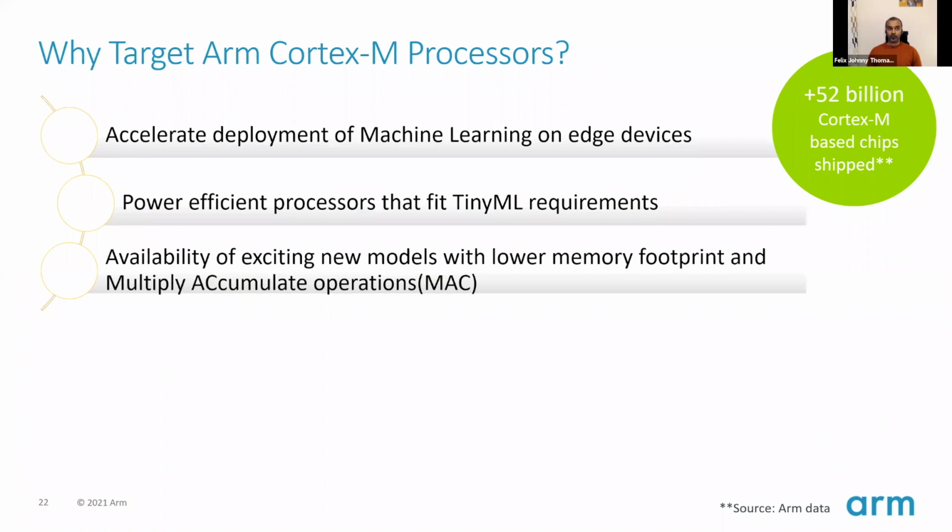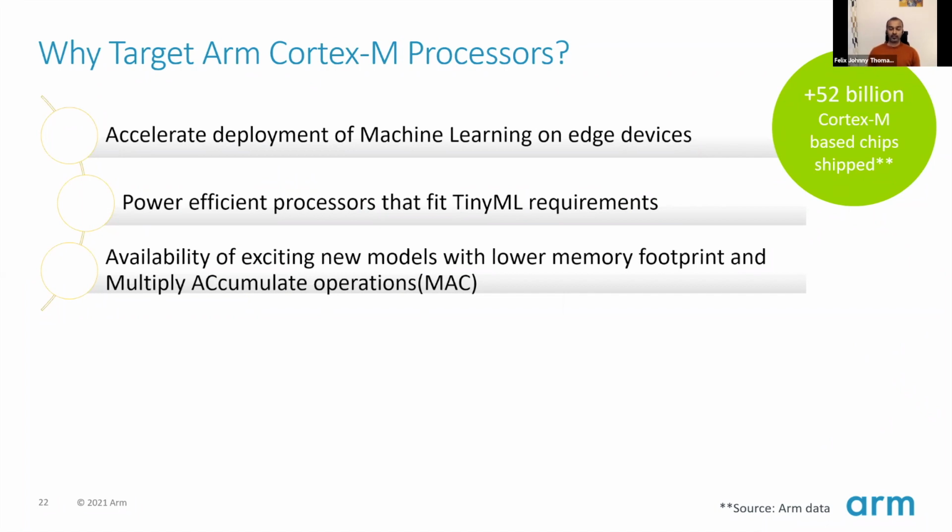Now, why do we target Arm Cortex-M processors? We have more than 52 billion shipped units, and enabling those units with machine learning capability accelerates the deployment of machine learning on the edge devices. And Cortex-M processors are power efficient, which fits into the tinyML requirements.